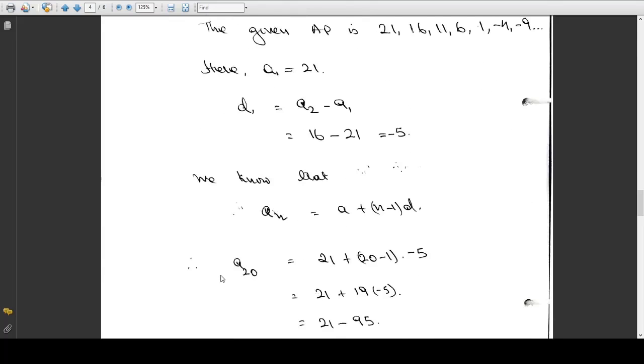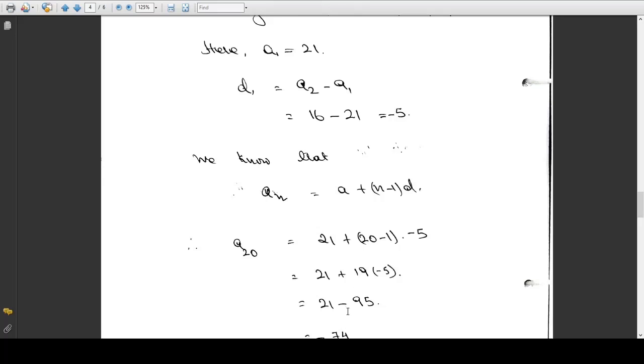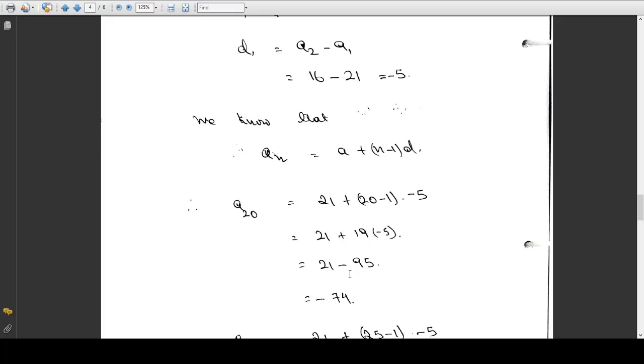Okay, now first we have to find a20, that means the 20th term. The 20th term will be found using this formula. A is 21, n is 20, 20 minus 1, and the common difference is minus 5. It will be 21 plus 19 multiplied by minus 5, which gives minus 95. Plus with minus is minus, 95 minus 21 is 74, the minus sign is greater, therefore the 20th term of the AP is minus 74.